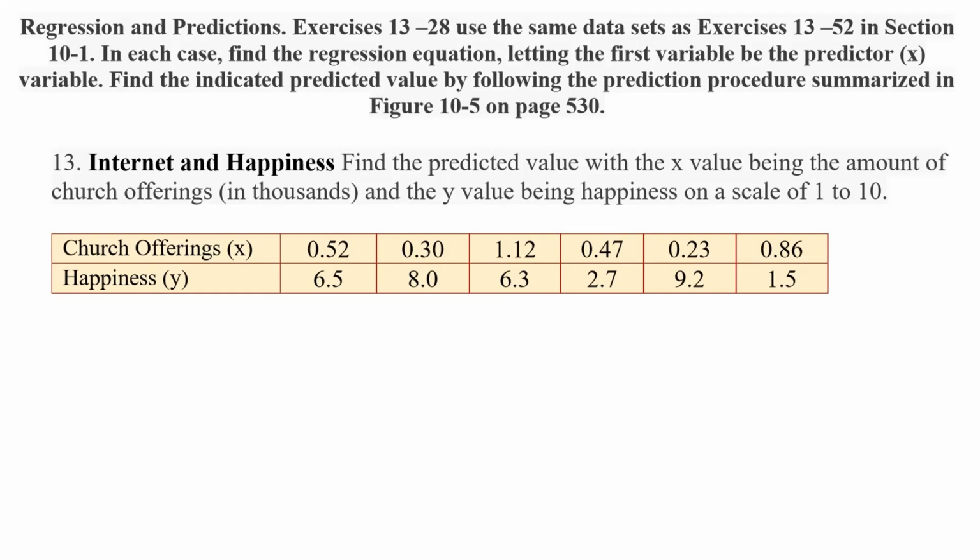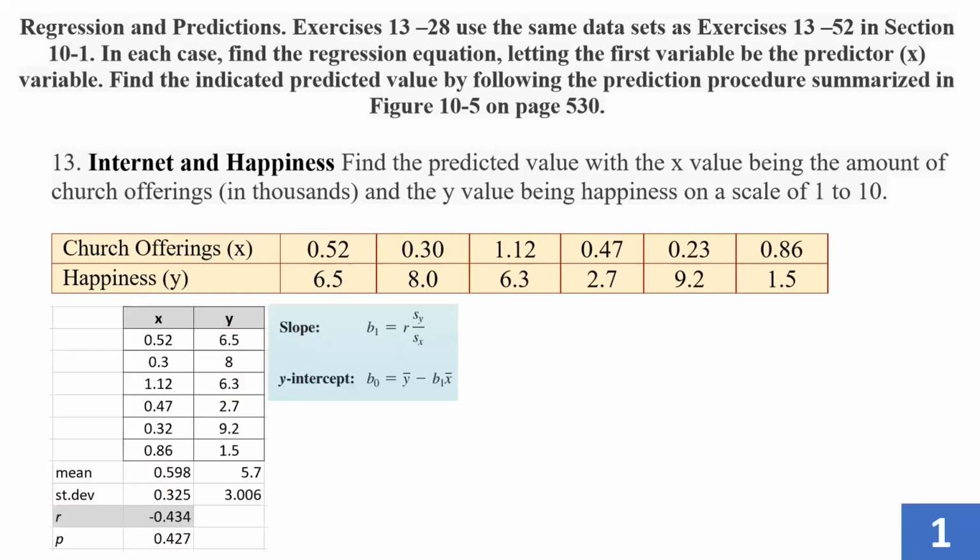Let's read the instructions first. Regression and predictions, right? So for exercises 13 through 28, use the same data sets as exercises 13 through 52. That's probably wrong, but it doesn't matter, right? In each case, find the regression equation, letting the first variable be the predictor variable. So the first one you read should be X, right? Find the indicated predicted value by following the prediction procedure summarized in figure 10.5. And you guys already did that. That's like saying if it's a good model or a bad model, which one do you use, right? All right, so that's what we need to do for that.